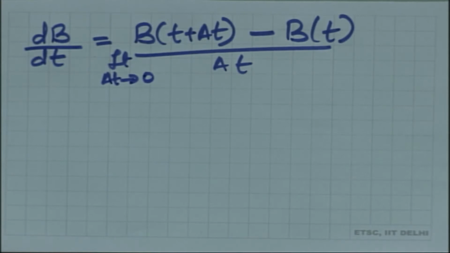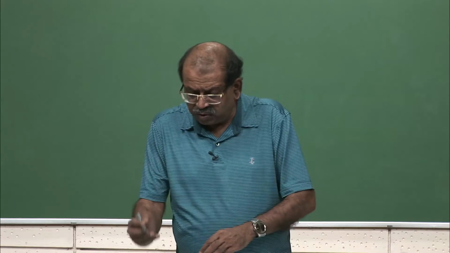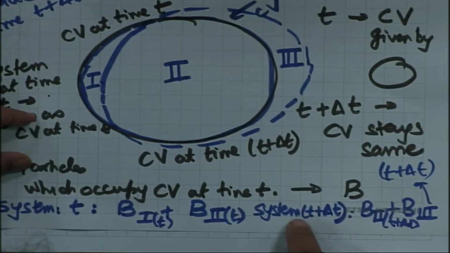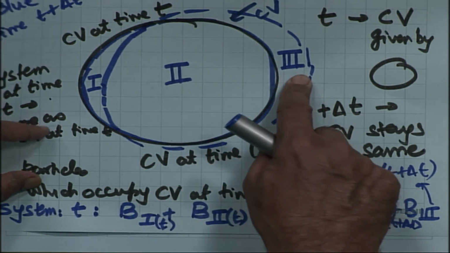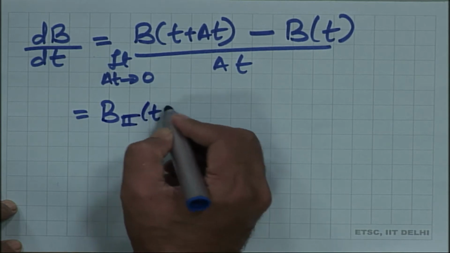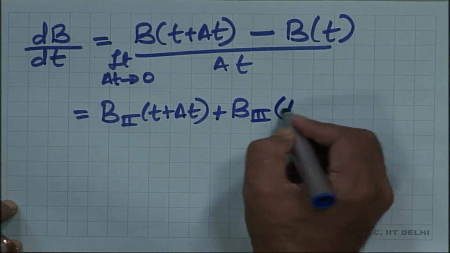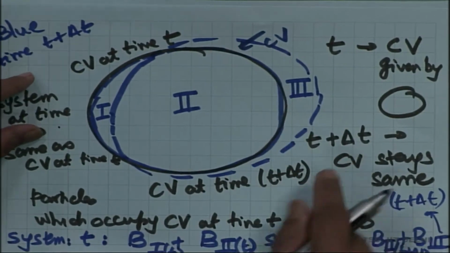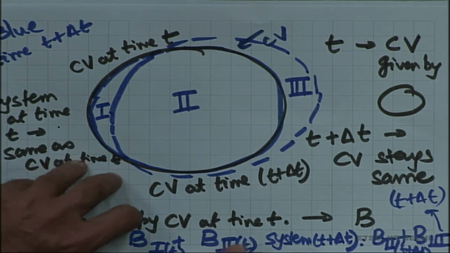This is the definition of dB by dt, a standard definition of a derivative, all of you know this. Now, as we have seen, the system at t plus delta t is equal to B2 plus B3. So, this will be equal to B2 at t plus delta t plus B3 at t plus delta t. Now, what is B at the time t? What is the system at time t? System at time t is B1 at t plus B2 at t.